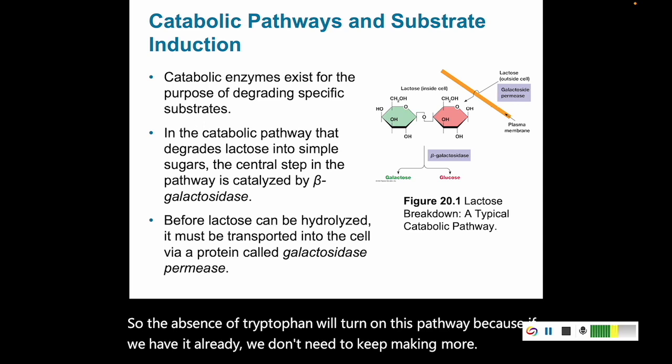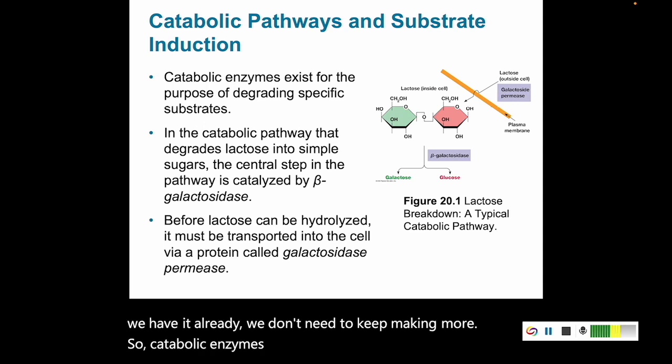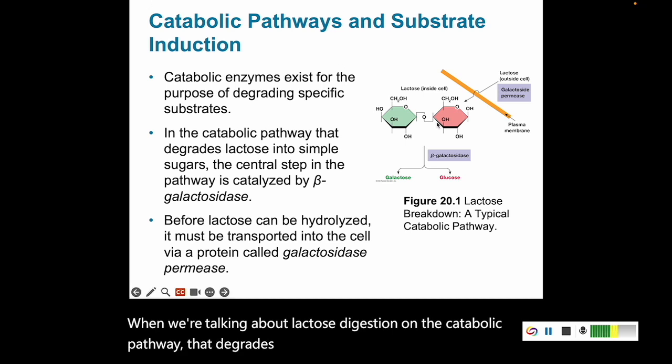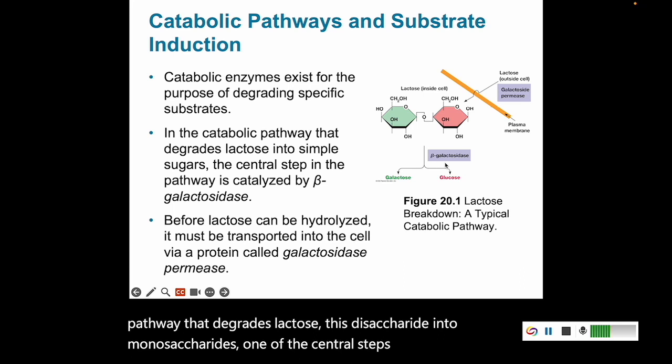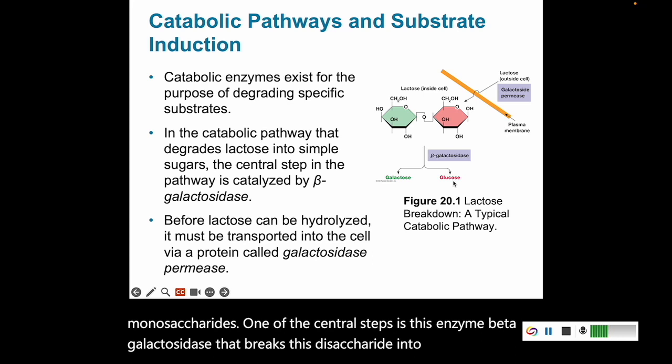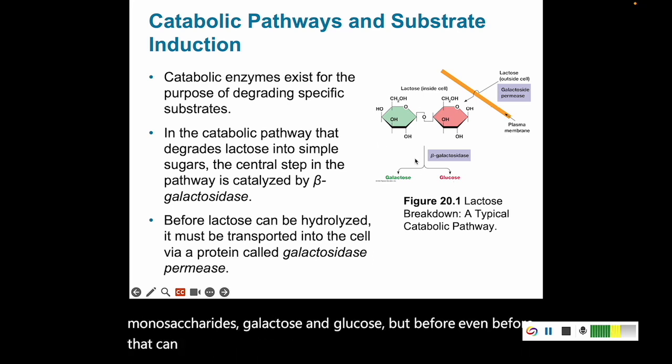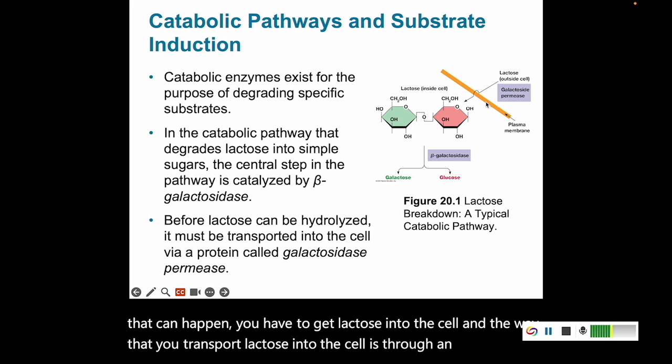So catabolic enzymes exist just to degrade specific substrates. When we're talking about lactose digestion, the catabolic pathway that degrades lactose, this disaccharide, into monosaccharides, one of the central steps is this enzyme beta-galactosidase that breaks this disaccharide into the two monosaccharides, galactose and glucose. But even before that can happen, you have to get lactose into the cell. And the way that you transport lactose into the cell is through an enzyme called galactosidase permease.